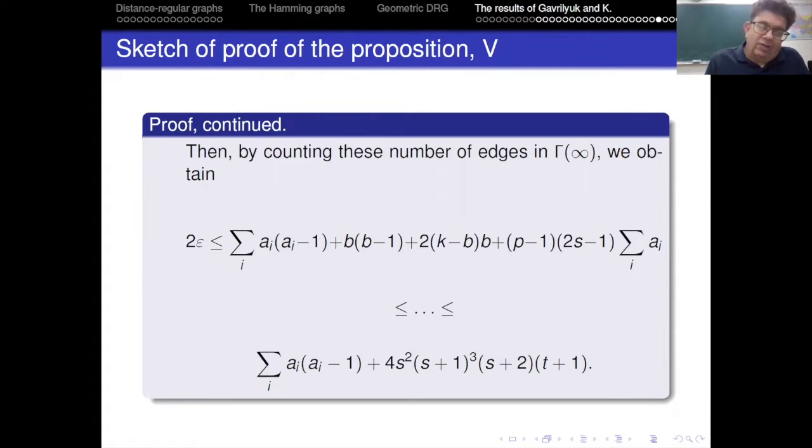So we can add them up and maybe obtain that 2 epsilon is at most this expression. Then all the three together. And after some calculation, you find that it is about this A_i times (A_i minus 1) plus some term which is S to the power 6 times T. So S is fixed and T can be very large. We have to think of S as a fixed number and T as a large number, much larger than S. That is how you have to think.